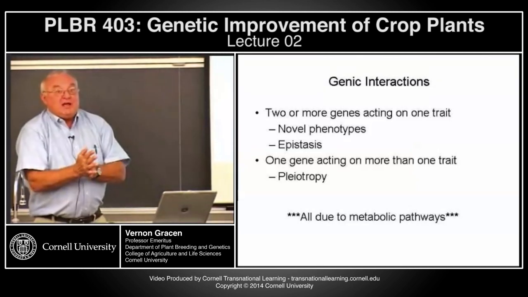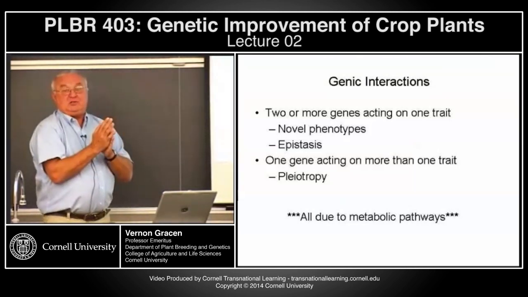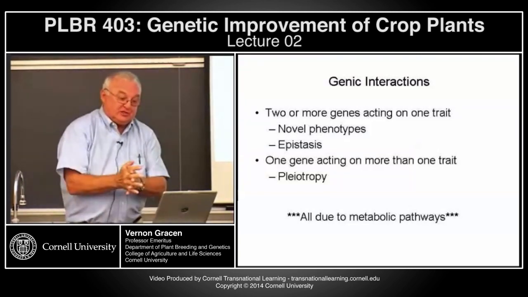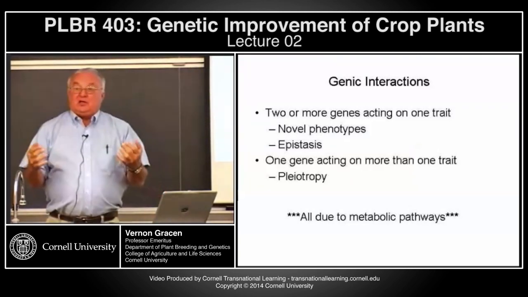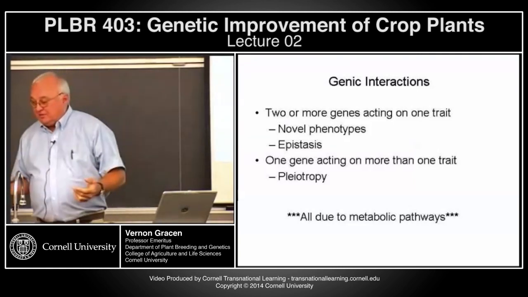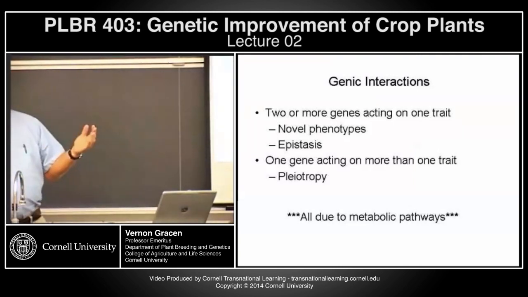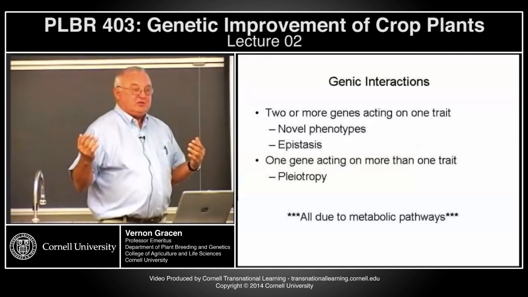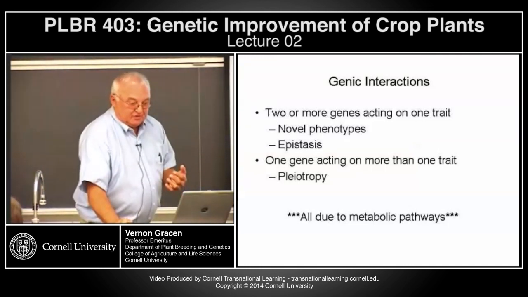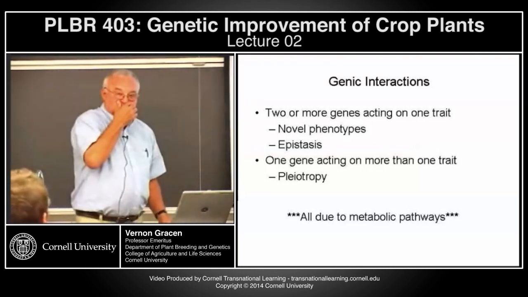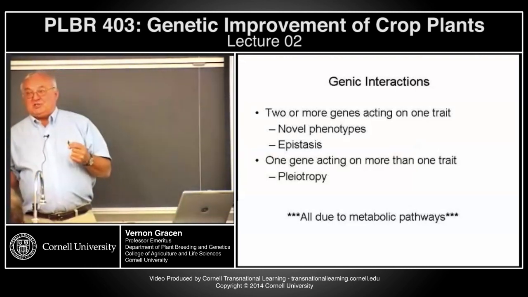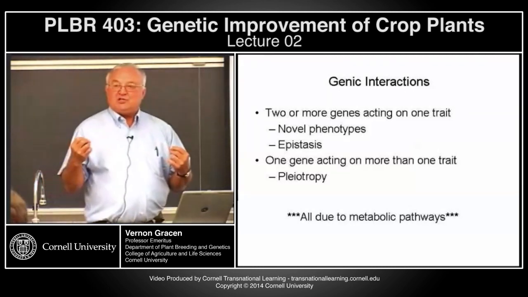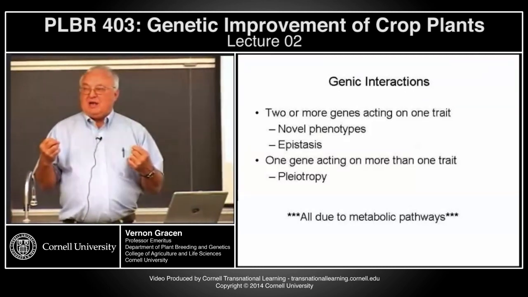All right, those are interactions between alleles within the same gene. If you have two or more genes acting on a trait, you can come up with what we, for lack of a better term, just call novel phenotypes. You end up with some sort of interaction between the genes that gives you different segregation ratios than you expect. We end up with epistasis, which is very important. How important do you think epistasis is to plant breeding?